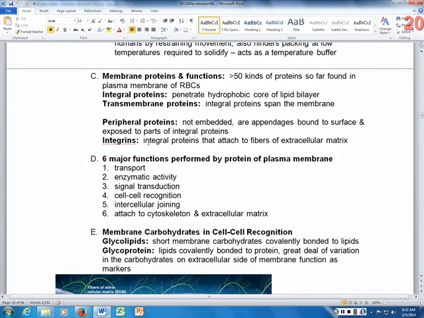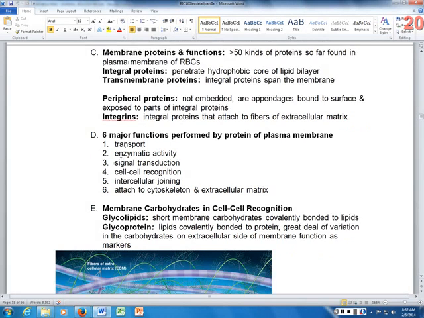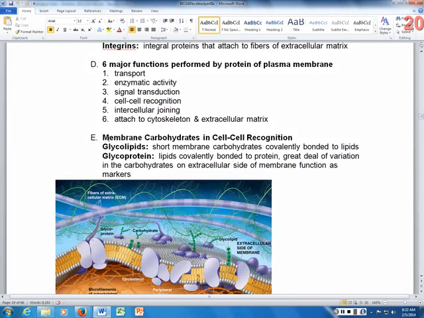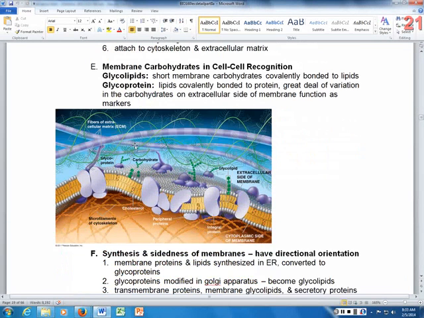So things that the proteins on the plasma membrane do, they transport things. They'll be involved with enzymatic activities. They can conduct signals. Cell-to-cell recognition, so cells know who their neighbors are, helping to join cells together, and then attaching to the cytoskeleton and extracellular matrix. So in cell-to-cell recognition, you've got glycolipids on the outside that are short membrane carbohydrates that bond to the lipids, and glycoproteins, which is basically sugar and protein.